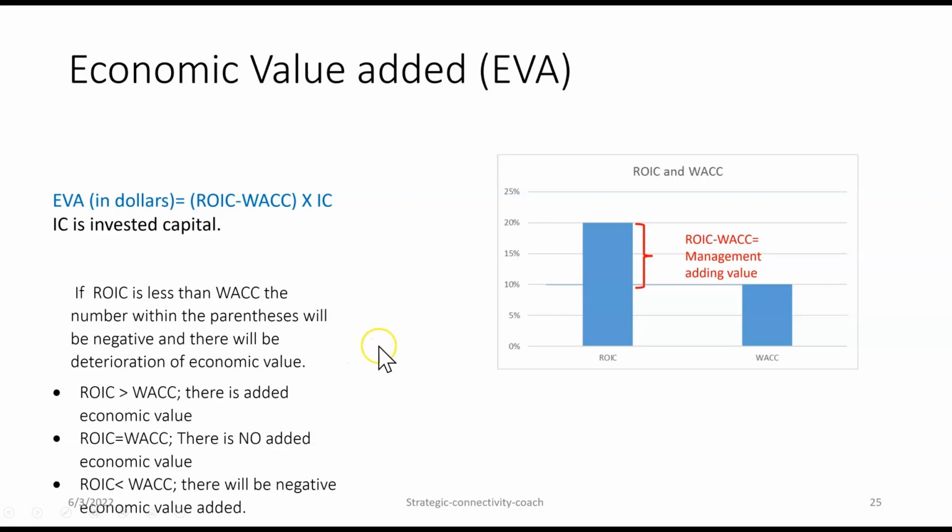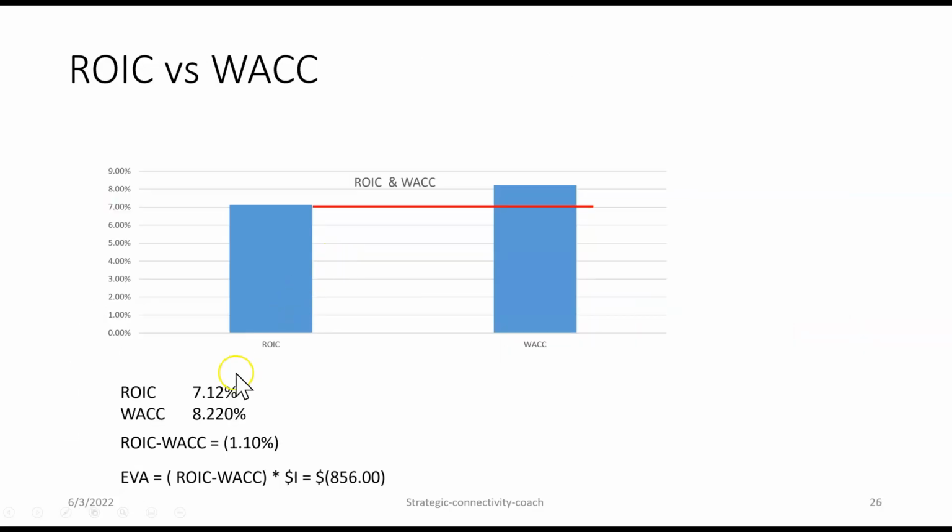The management team needs to focus on making sure that in the long run, or along the way, ROIC is higher than WACC. So the example we just did, what would that have yielded? We calculated the ROIC was 7.12%. Then I calculated the WACC, which was 8.22%. If I do ROIC minus WACC, I get a negative 1.1%, which means what? That it is costing the company more to get the money to invest than they're generating themselves, and that is not a good thing.